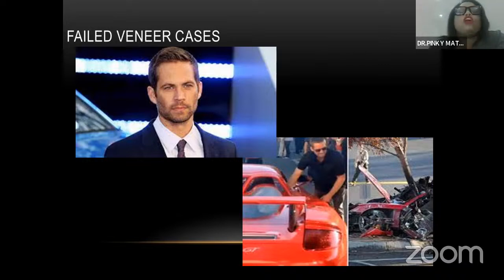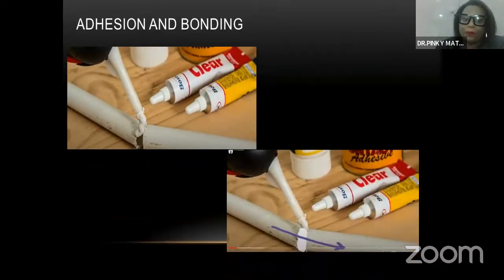You get the best bond in the world, but if you don't know where to apply it, it's like being the best person, having the best tool, but not knowing how to use it, right? So let's go ahead and talk about adhesion and bonding.